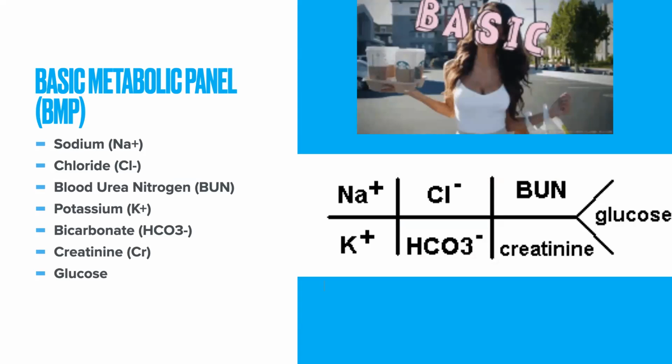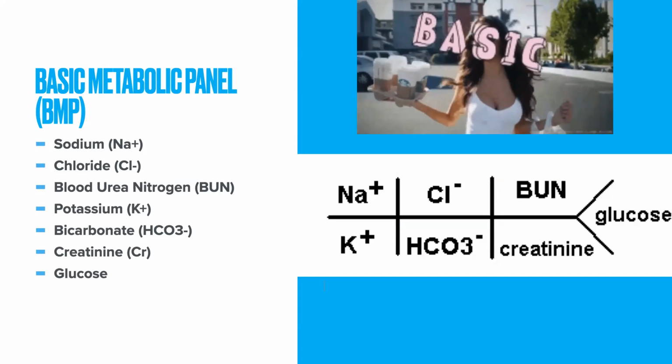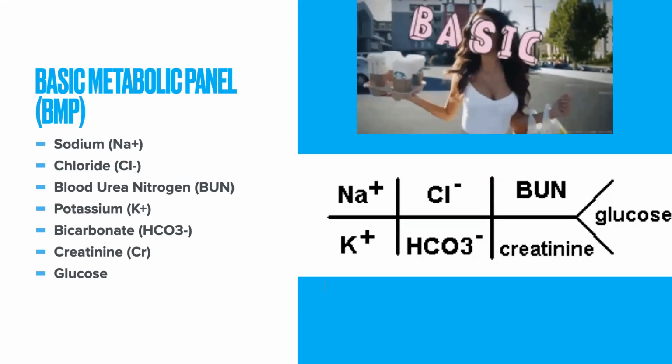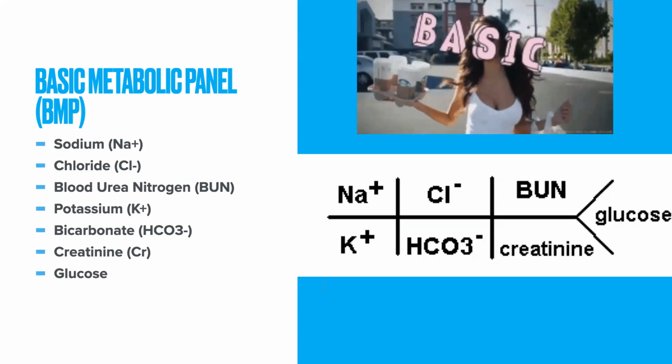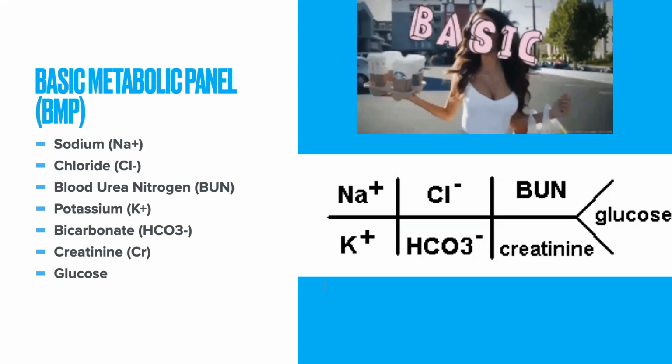Now we're on the basic metabolic panel. A basic metabolic panel is looking at sodium, chloride, blood urea nitrogen or BUN, potassium, bicarb, creatinine, and glucose. And again, here's another one of those charts that you're going to see pretty frequently. I love this one on this slide. It's so basic.